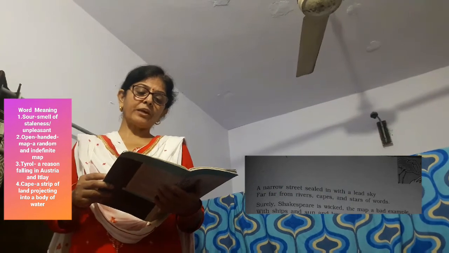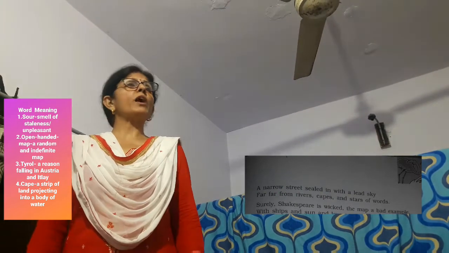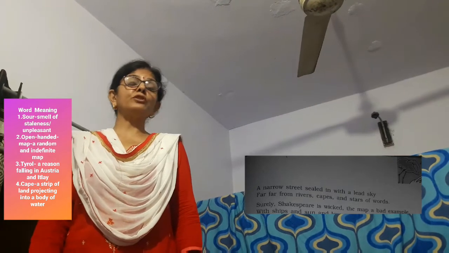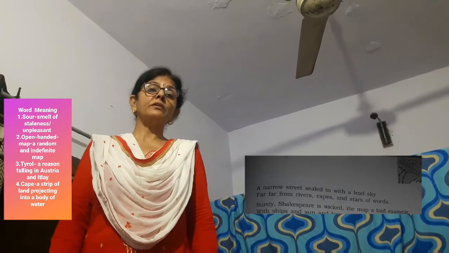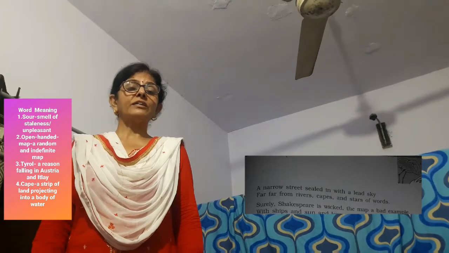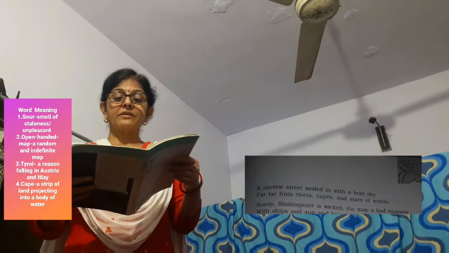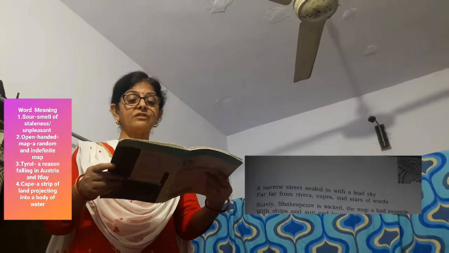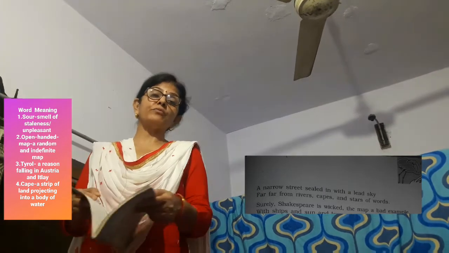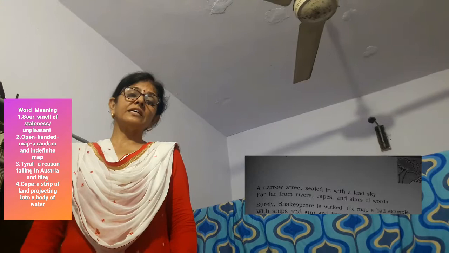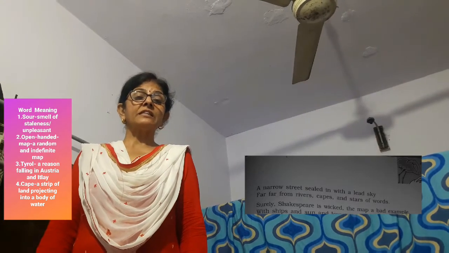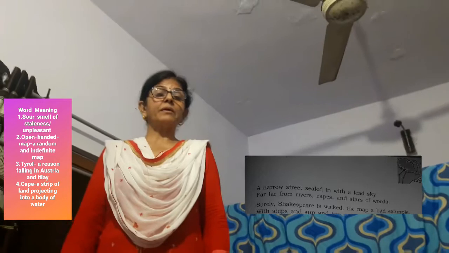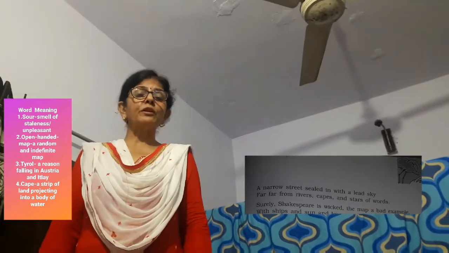Far, far from rivers, caves and stars of words. They were quite far from the healthy atmosphere of the world, from the natural beauty of the world, from the greenery of the world. They had never seen what are the rivers, what are the caves. They were quite far from these natural objects, these natural scenes. And stars of words. What does it mean? Stars of words means the rivers, the caves, all are described by the poets, by the writers, with their beautiful words.